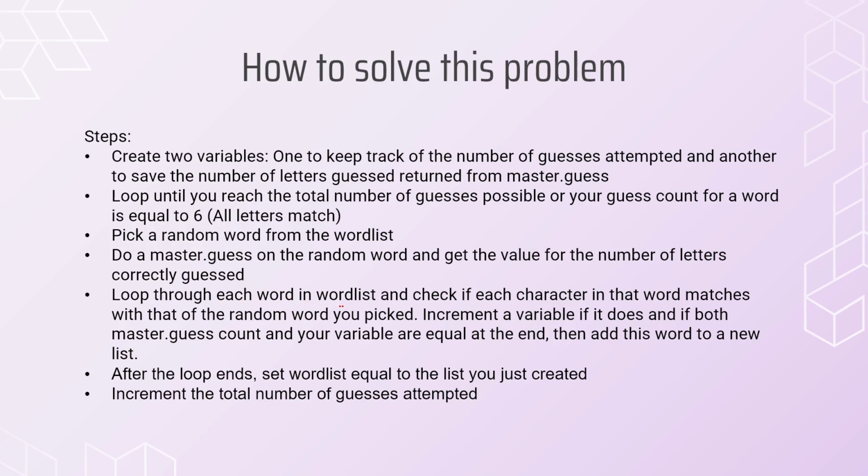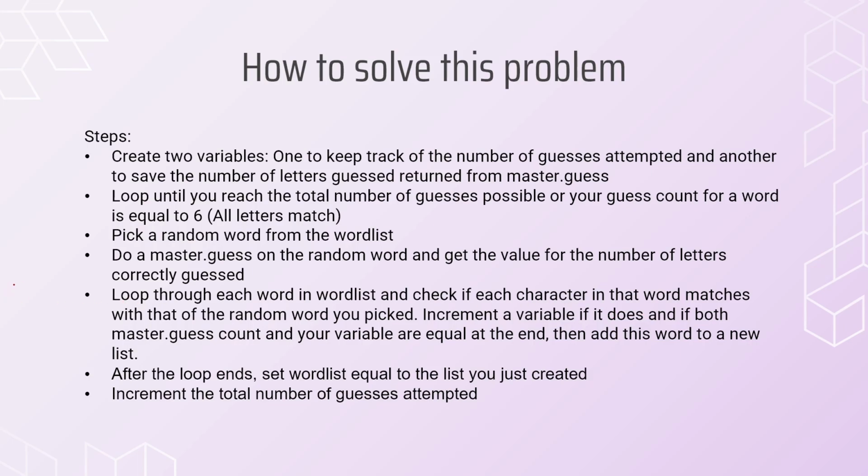Then we loop through each word in the word list and check if each character in that word matches that of the random word you picked. So the random word that we picked using random.choice, we check if each character from every word of the word list matches that. And then we increment a variable if it does, and at the end of it, if both the master.guess count that we got up here after we do a master.guess and the variable that you just created and incremented are equal to each other, then we add this new word to a new list that we create.